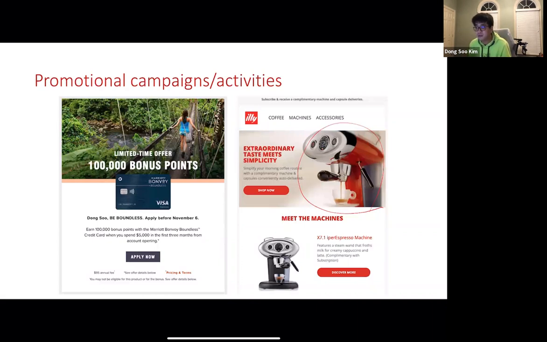Illy's business model is another successful example. The fancy machine is the acquisition cost. By spending this cost, Illy is able to successfully acquire customers who are locked into Illy's coffee capsules by subscriptions.